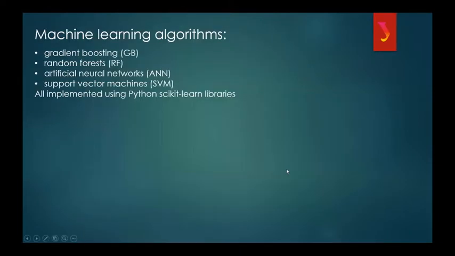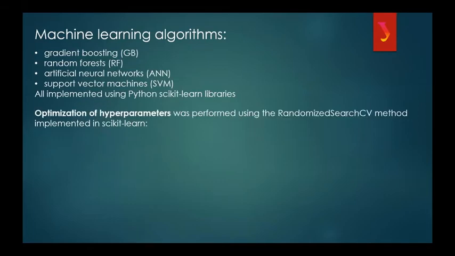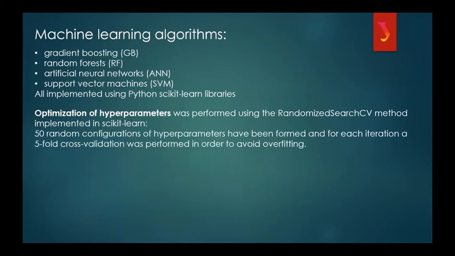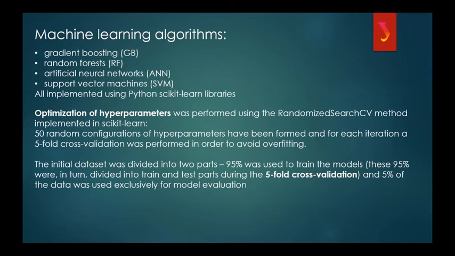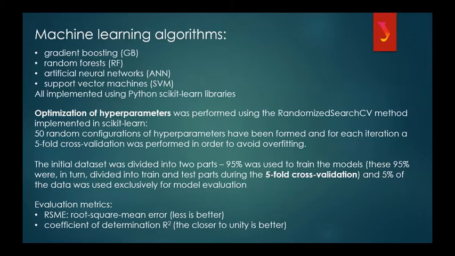We use different machine learning algorithms: gradient boosting, random forests, artificial neural networks, and support vector machines. We have performed optimization of hyperparameters of models using the randomized search CV method, and we split our dataset into two parts. 95% was used to train the models with a 5-fold cross-validation, and the remaining 5% of the data was used exclusively for model evaluation. For evaluation metrics, we use root mean square error and the coefficient of determination.